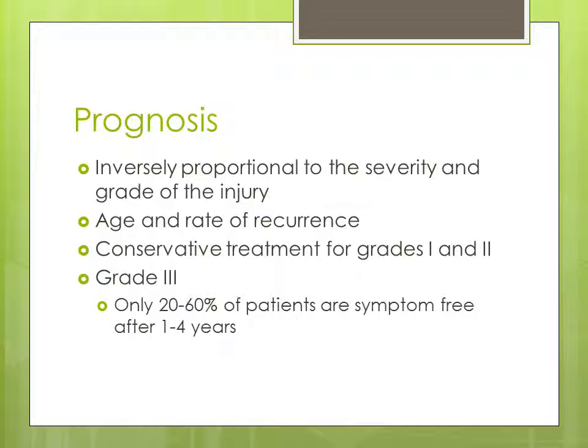The prognosis for a lateral ankle sprain is good compared to any other musculoskeletal condition. Lateral ankle sprains are inversely proportional to the severity and grade of the injury, meaning the larger the grade, the worse the prognosis. Age and rate of reoccurrence are factors that play a role in the prognosis of an individual with a lateral ankle sprain. Younger patients do not do as well, and the prognosis is worse when the ankle has been previously sprained.